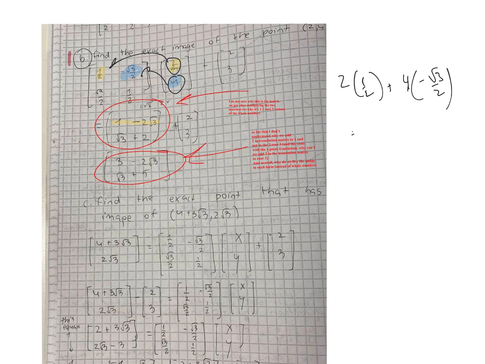And so if I simplify this one, those cancel and I get 1. Those cancel here and I get 2, and it's minus 2 root 3. So this is the exact value of that first cell there.